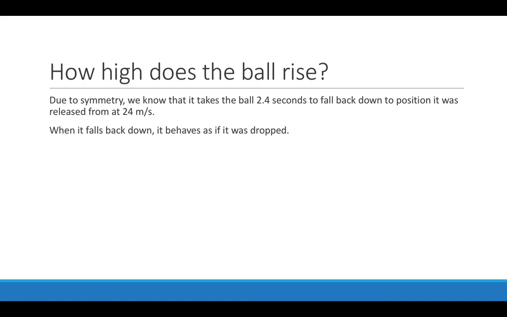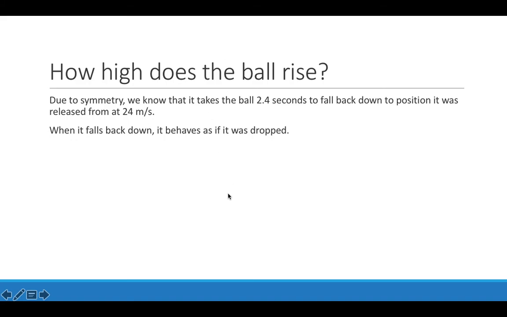So due to symmetry, we know that it takes the ball 2.4 seconds to fall back down to its position from which it was released at 24 meters per second. So in other words, it takes 2.4 seconds to get to the top. It takes another 2.4 seconds to come back down. So when it falls back down, it just behaves as if it was dropped.